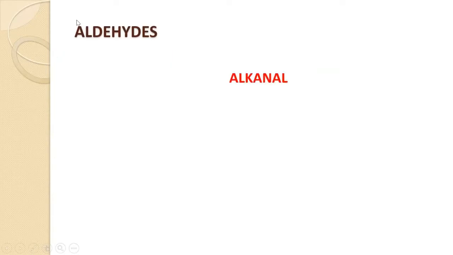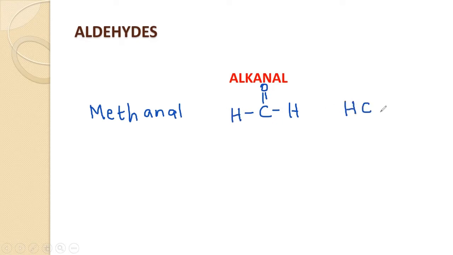Aldehydes are generally named as alkanal. So an aldehyde with one carbon atom would be methanal. One carbon atom, double bond OH. This is the aldehyde functional group. So one carbon atom is already used up in the functional group, so then we just have a hydrogen. We can also write methanal as HCHO.